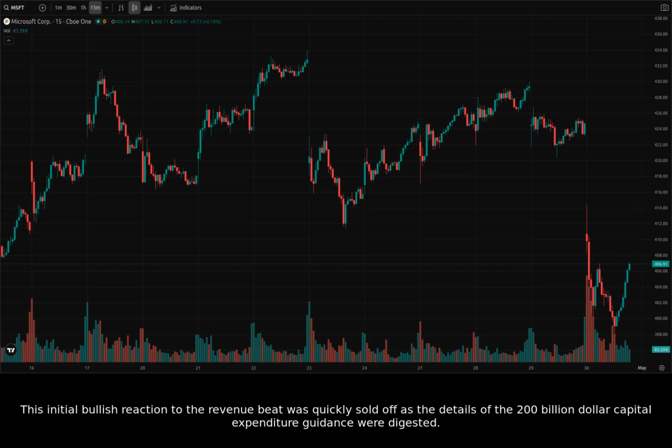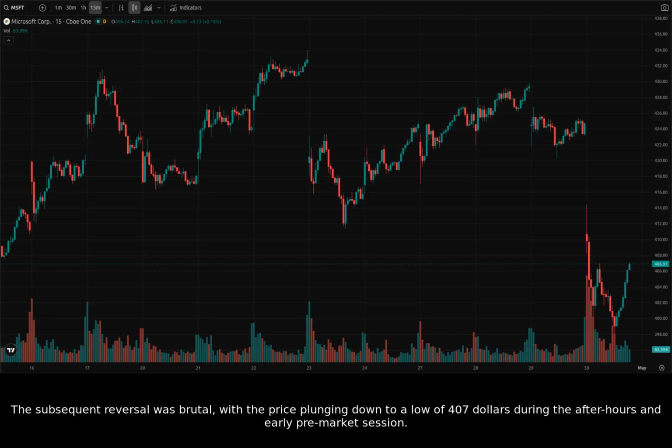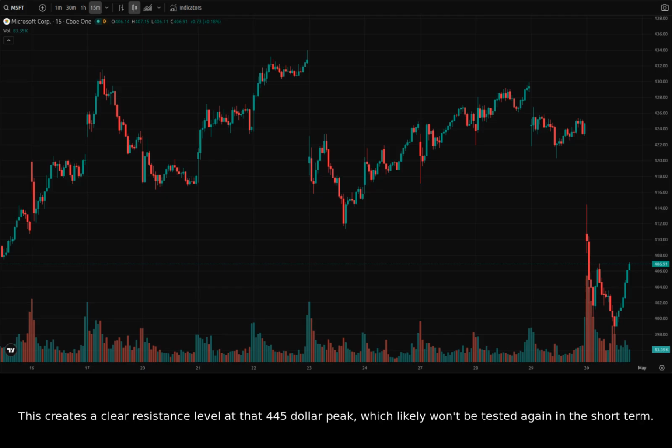This initial bullish reaction to the revenue beat was quickly sold off as the details of the $200 billion capital expenditure guidance were digested. The subsequent reversal was brutal, with the price plunging down to a low of $407 during the after-hours and early pre-market session. This creates a clear resistance level at that $445 peak, which likely won't be tested again in the short term.